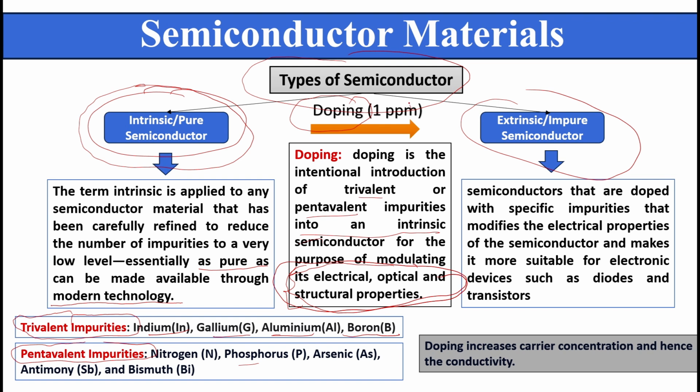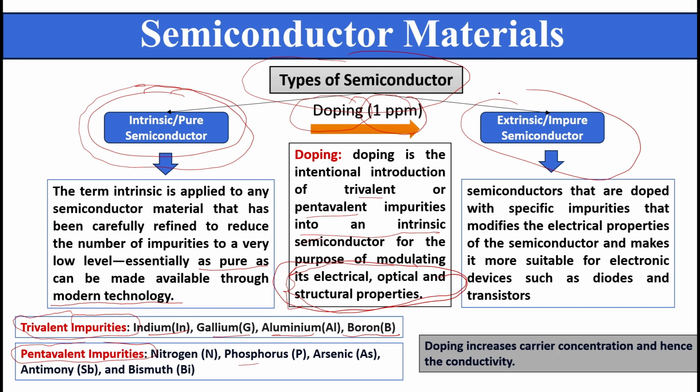So how much impurity is added? A small number of impurities are added. That means you can see one impure atom in 1 million atoms of the pure semiconductor. That means 1 ppm, 1 part per million, or 1 part per billion. In these amounts, the impurities are added into the pure semiconductor material. After adding the impurities, the semiconductor material obtained is known as the extrinsic or impure semiconductor material.